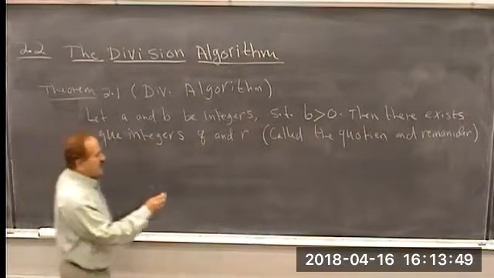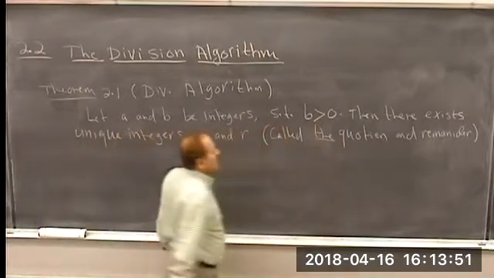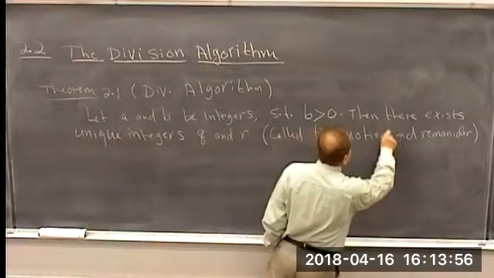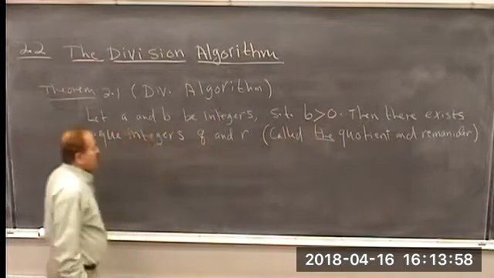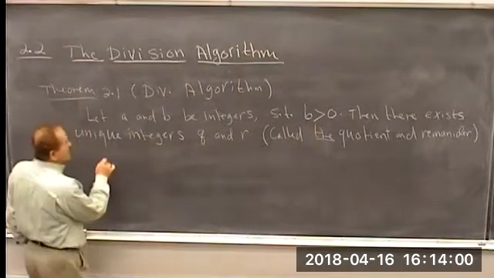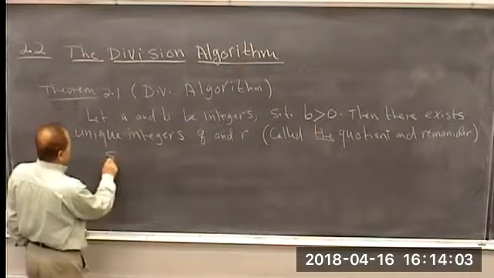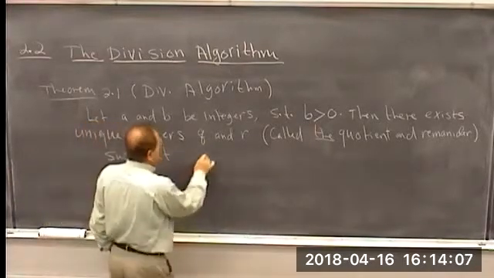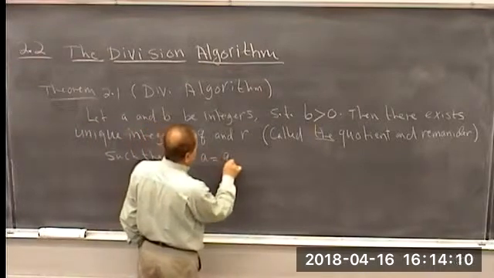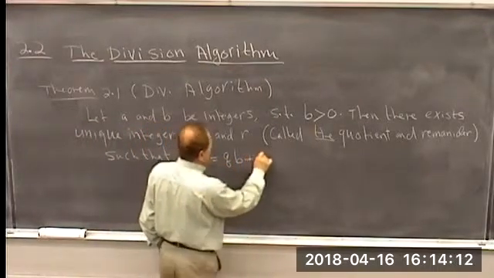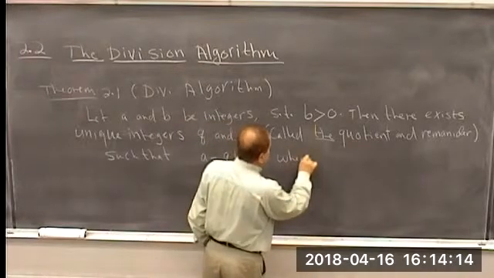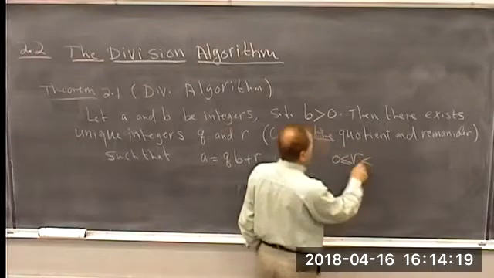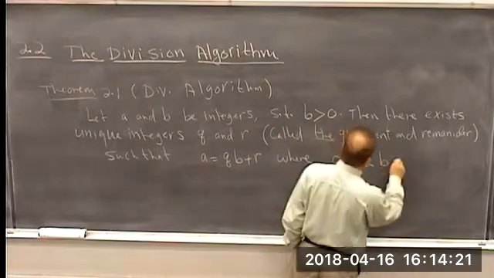Since they are unique, we use the word "the" quotient and the remainder. So there exist these such that A is equal to Q multiplied by B plus R, where R is bigger than or equal to 0 but strictly less than B.